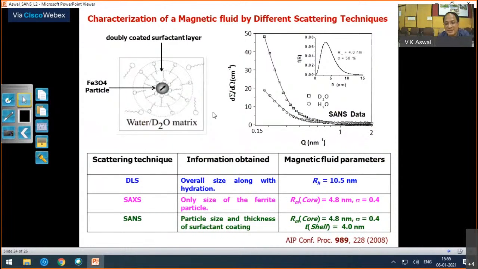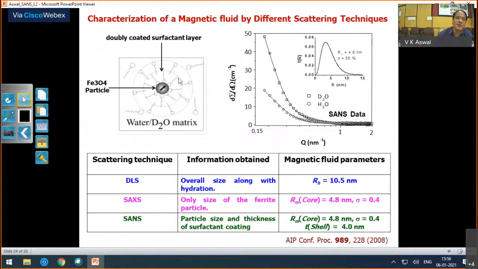So to summarize all this work, I have one example where you will see that when you do different techniques, you get different numbers. But if you know what you are doing and if you can do the contrast variation, you will get the complete information about the system.